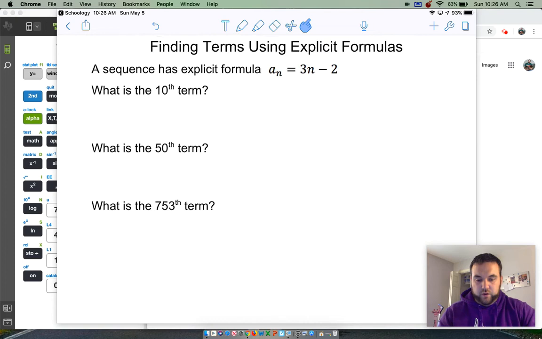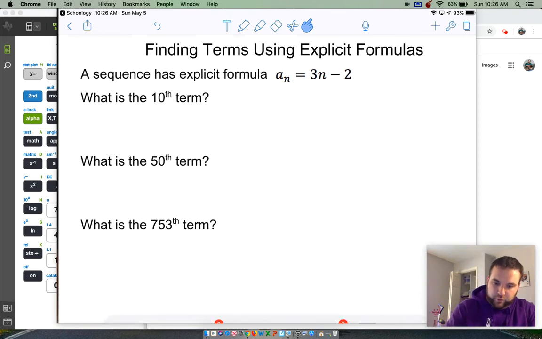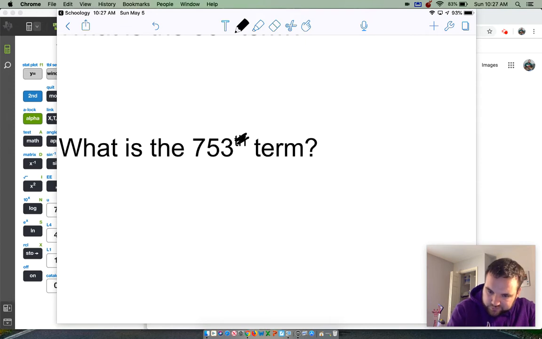Okay, so if you want to pause this real quick, see if you can use this new explicit formula, a sub n equals 3n minus 2, to find the 10th, the 50th, and the 753rd term.